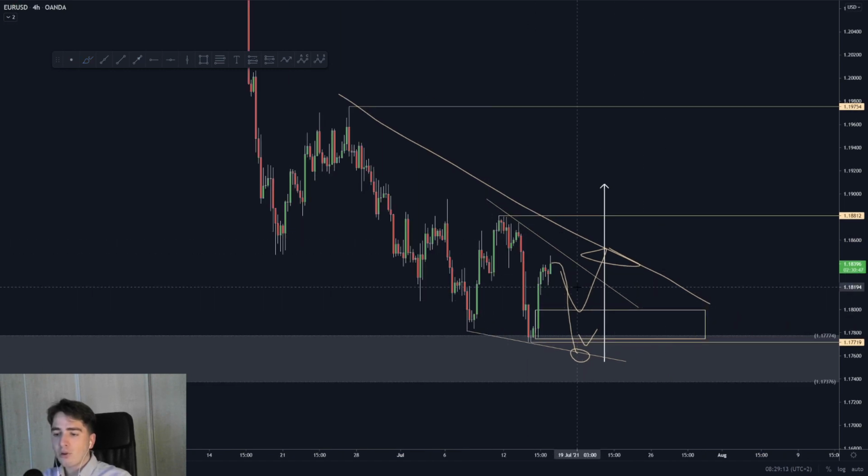So I am looking for longs on Euro dollar, but I'm just going to be waiting for a pullback. Loud and clear. So with Euro dollar discussed, let's head over to pound dollar.